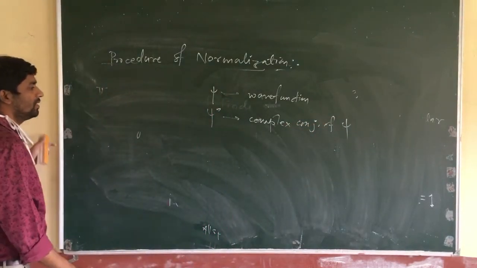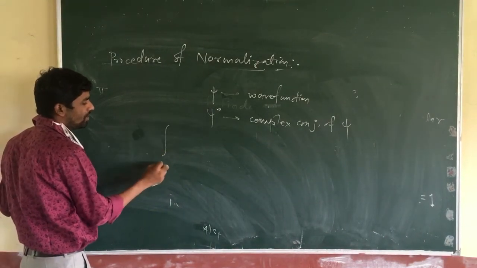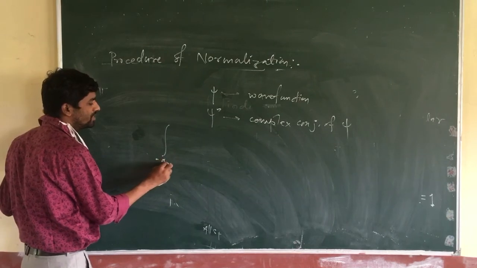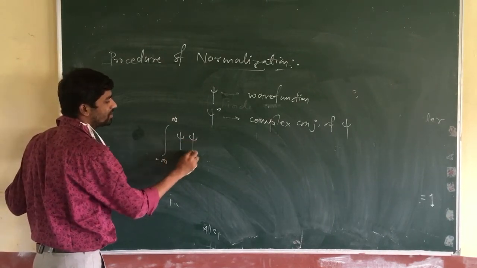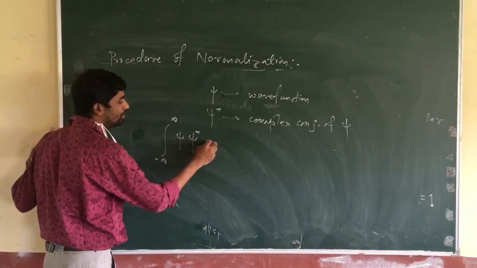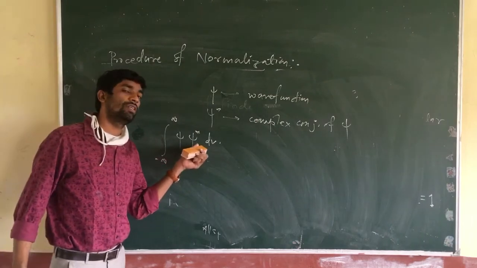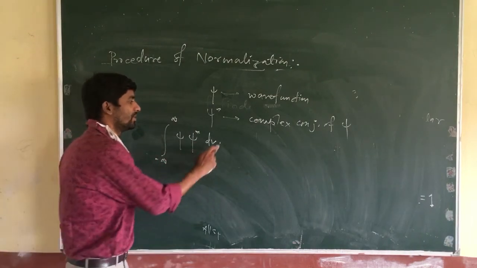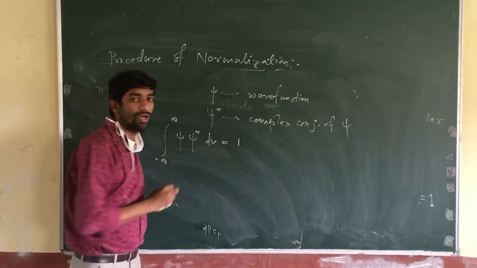Then their integration from which region? From minus infinity to plus infinity, psi into psi star into dv. Here dv means the small region in x, y and z. This value should be equal to 1.